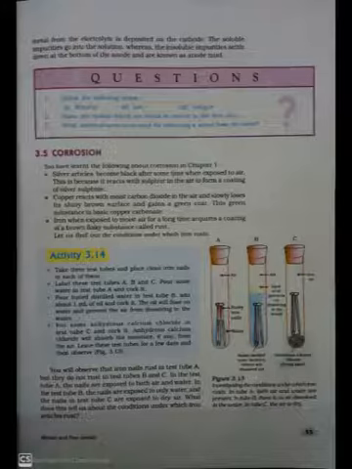Now questions. Question number 1. Define the following terms. A. Mineral. B. Ore. C. Gangue. Question number 2. Name two metals which are found in nature in the free state. Question number 3. What chemical process is used for obtaining a metal from its oxides?